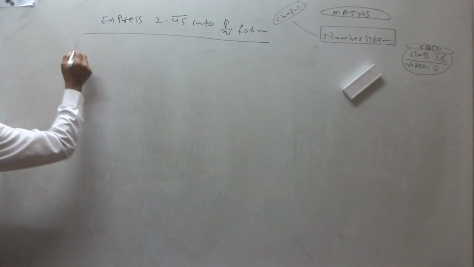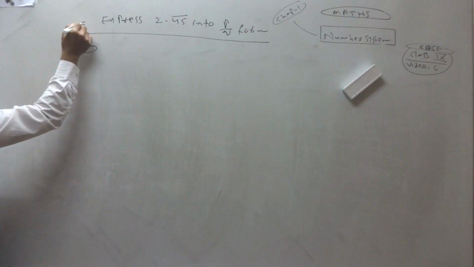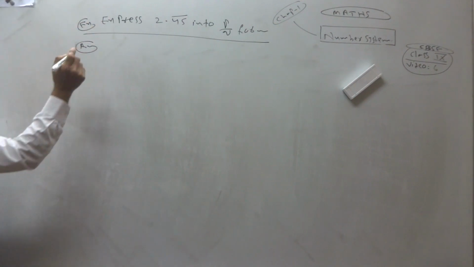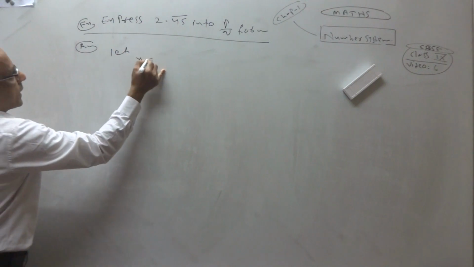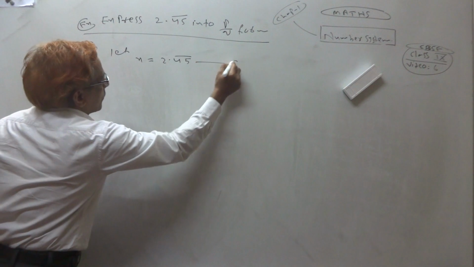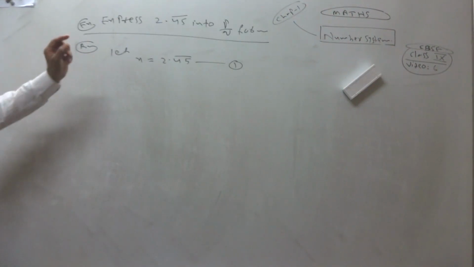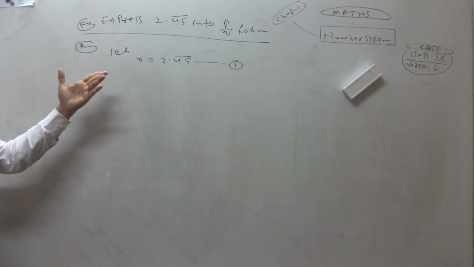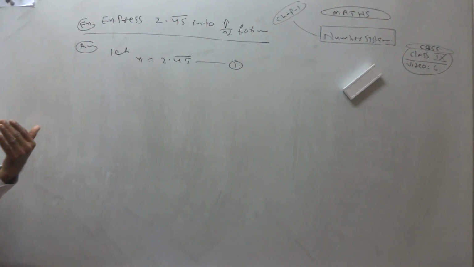So what is the method? I am doing first extra questions. First we suppose it by x. Yes. This is number 1: 2.45 bar. We have to express this into p by q form. Opposite question we are doing.